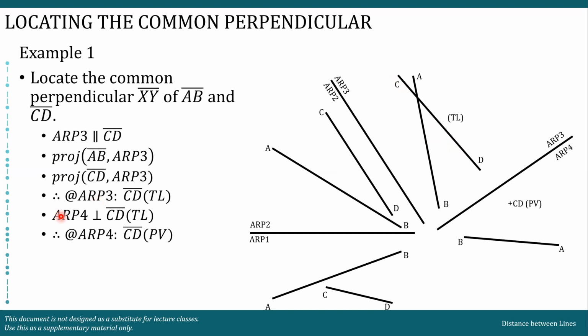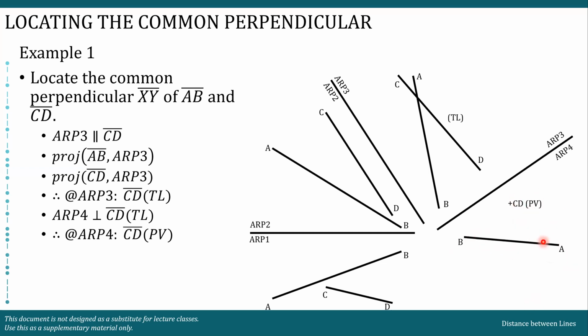Anong susunod? Draw ARP4 perpendicular to CD in TL. Ito lang naman yung CD in TL, di ba? So, I'll draw a reference plane ARP4 perpendicular to that. And therefore, ARP4 is perpendicular to CD, at ARP4, CD is in point view. So, dagdagan nyo na lang dito, project AB on ARP4 para i-drawing nyo to. Okay? So, we already have drawn the reference plane kung saan one of the lines is in point view and the other line, I don't care kung ano itsura niya. Basta meron akong point view.